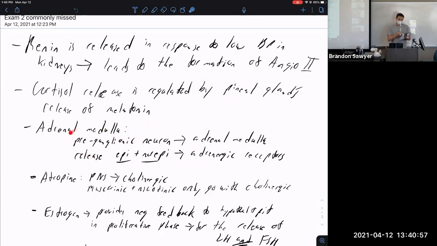There was definitely some confusion around this part of the sympathetic nervous system, right? So the sympathetic nervous system is typically going to be a preganglionic neuron going to that ganglion, and then a postganglionic neuron going out to a target tissue.